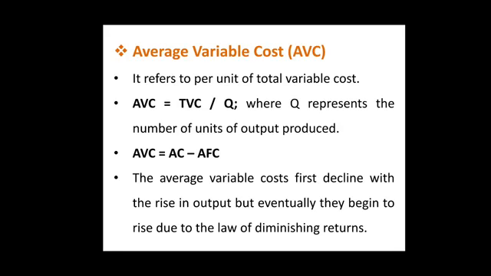Students, firstly, the average variable cost will fall as output increases from zero to normal capacity output due to the occurrence of increasing returns to factor during the initial stages of production. But beyond the normal capacity output, average variable cost will rise steeply because of the operation of diminishing returns at the later stages of production.